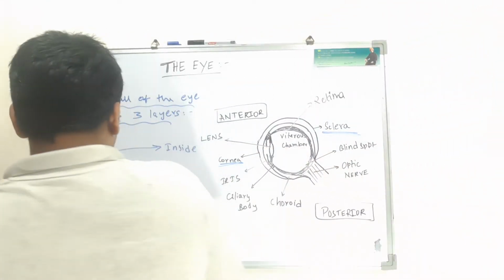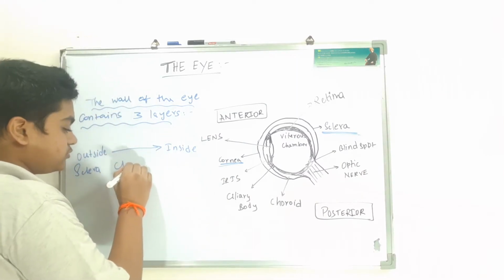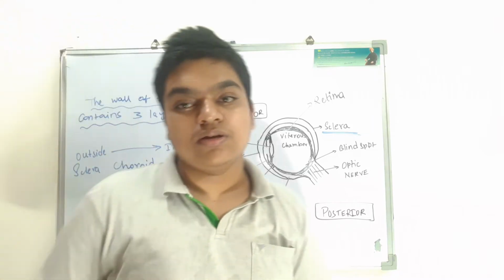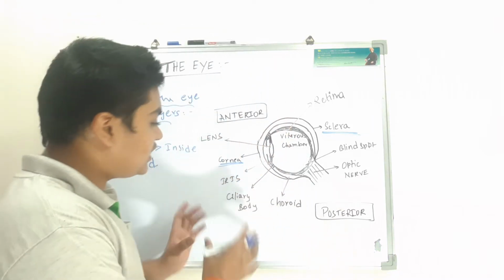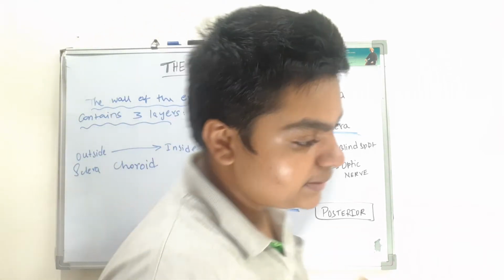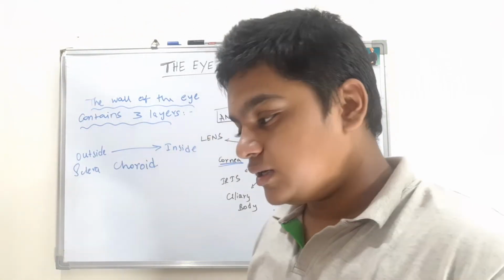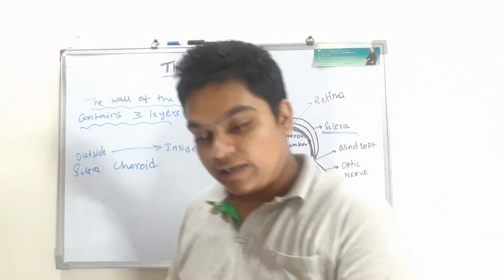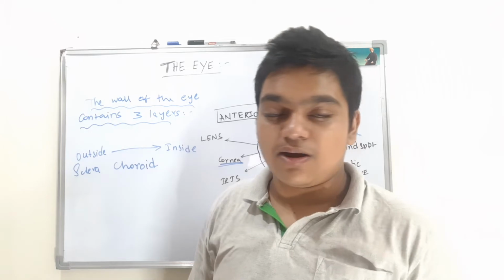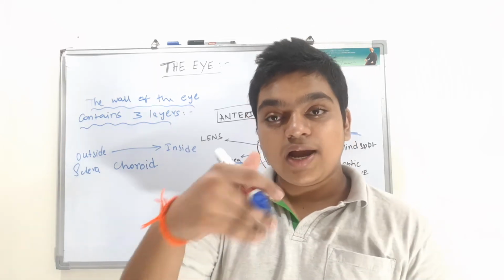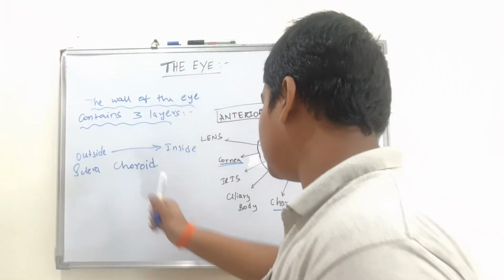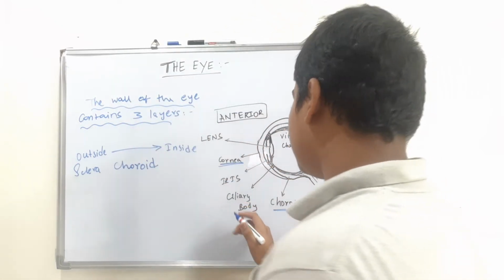So this choroid is your middle layer. It is present in between the retina of the eye and sclera of the eye. The sclera anteriorly forms cornea. The choroid anteriorly forms ciliary bodies.